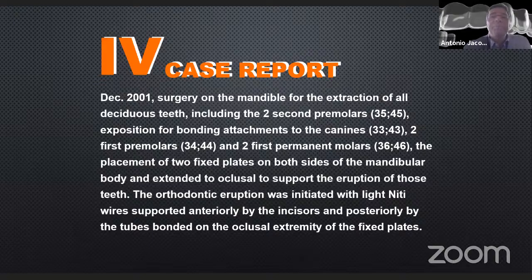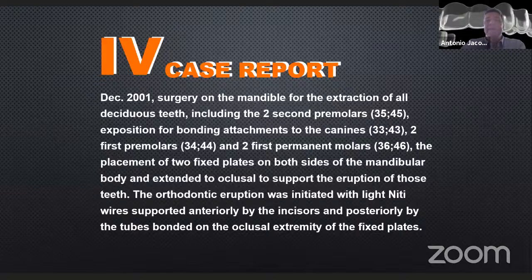And we expanded for bonding attachment on the canines, the first premolars, and the 2 first permanent molars. We have placed 2 fixed mini plates on both sides of the mandibular body to extend to occlusal support of the eruption of those teeth. So the orthodontic eruption was initiated with light nickel-titanium wires, supported anteriorly by the incisor and posteriorly by the tubes bonded on the occlusal extremity of the fixed mini plates.